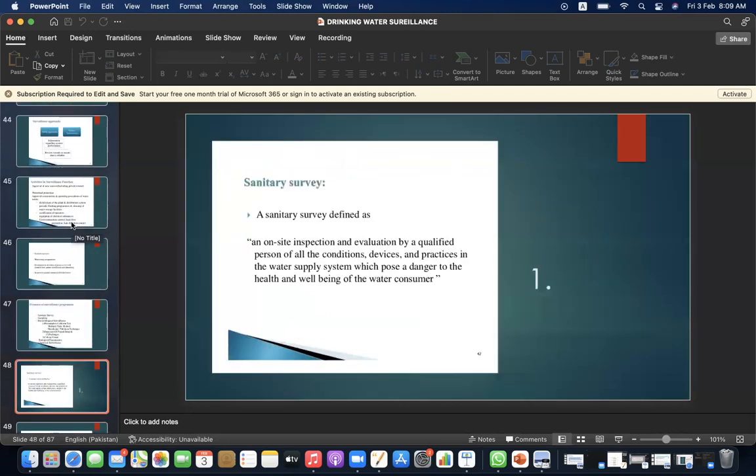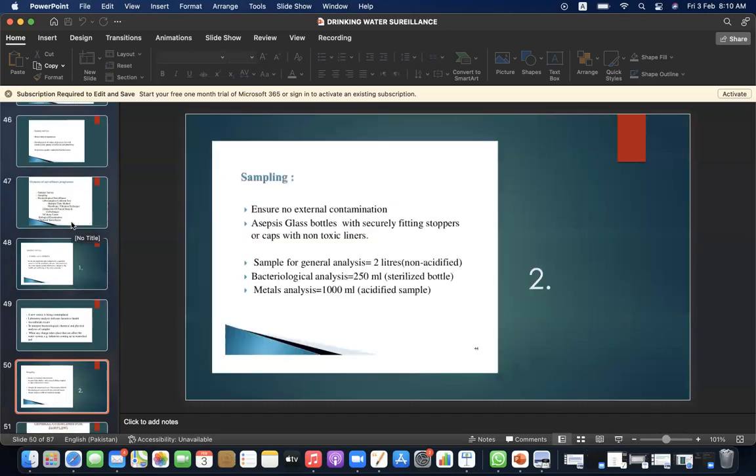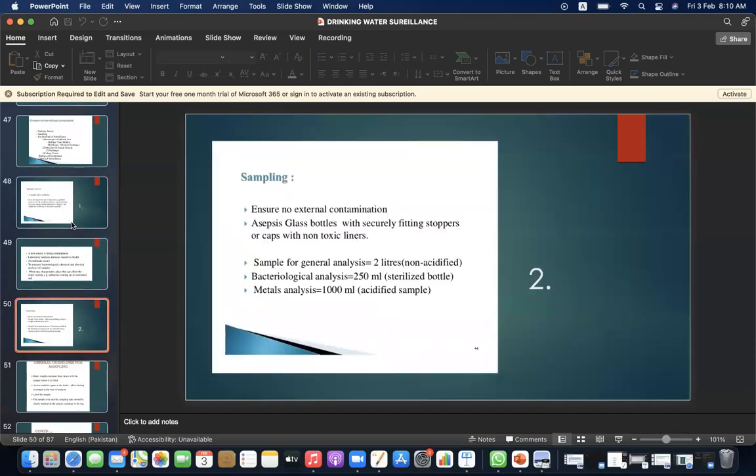A sanitary survey is defined as an on-site inspection and evaluation by a qualified person of all the conditions, devices, and practices in the water supply system which pose a danger to the health and well-being of water consumers. It is done when a new source is being contemplated, laboratory analysis indicates hazard to health, an outbreak occurs, to interpret bacteriological, chemical, and physical analysis of samples, and when any change takes place that can affect the water system, for example, industries coming up in the watershed.